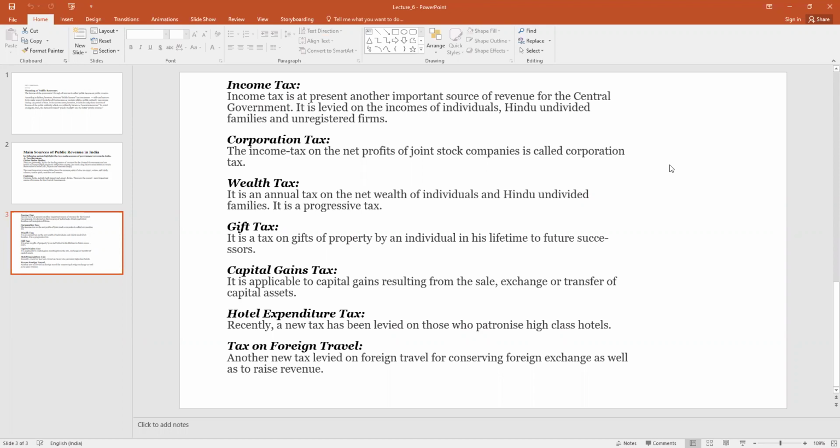That is corporation tax on companies, especially joint stock companies and other companies listed in the registration. Then wealth tax.